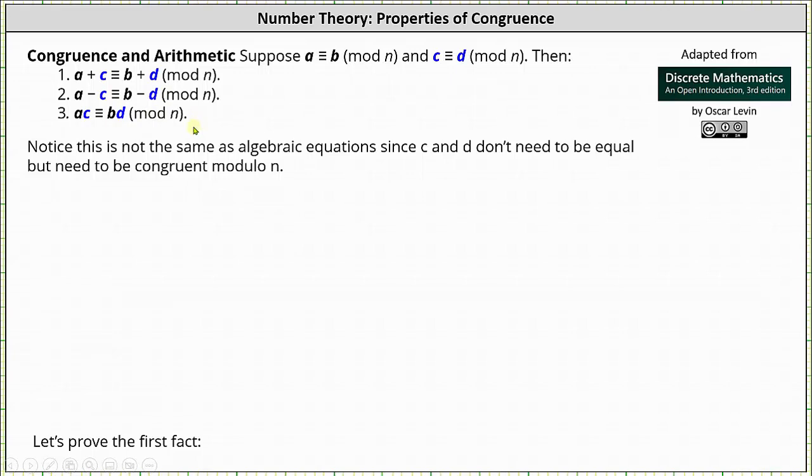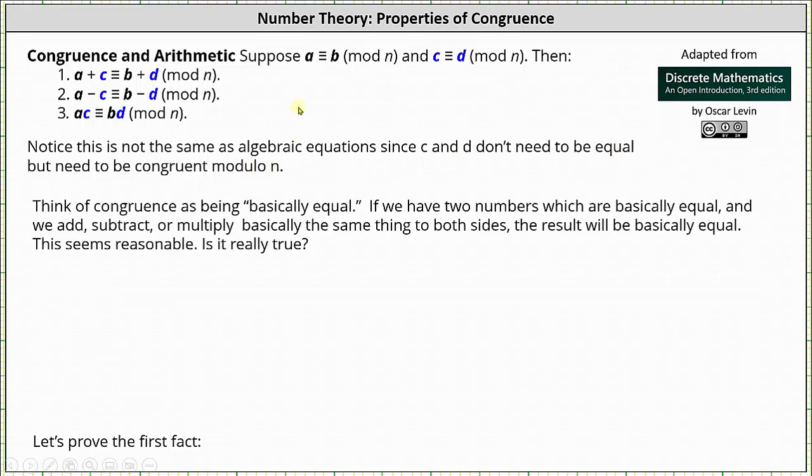Notice this is not the same as equations since C and D don't need to be equal, but need to be congruent modulo n. Think of the congruence as being basically equal. If we have two numbers which are basically equal, and we add, subtract, or multiply basically the same thing to both sides, the result will be basically equal. This seems reasonable, but is it true? Let's take a look at a specific example.